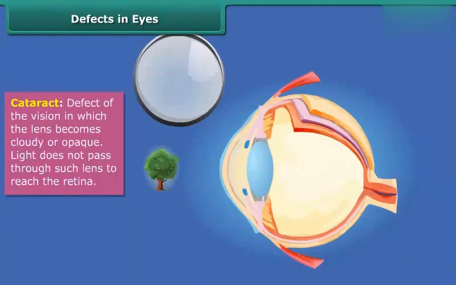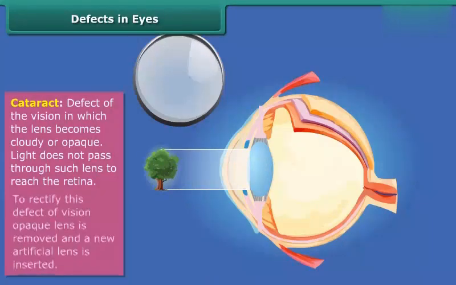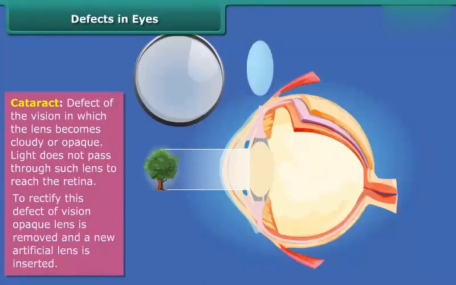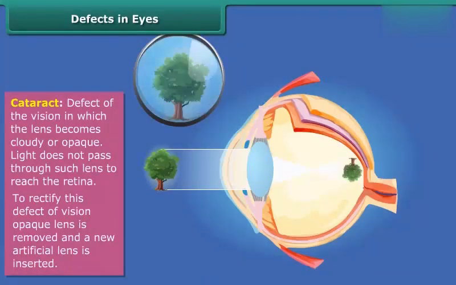Cataract, defect of the vision in which the lens becomes cloudy or opaque. Light does not pass through such lens to reach the retina. To rectify this defect of vision, opaque lens is removed and a new artificial lens is inserted.